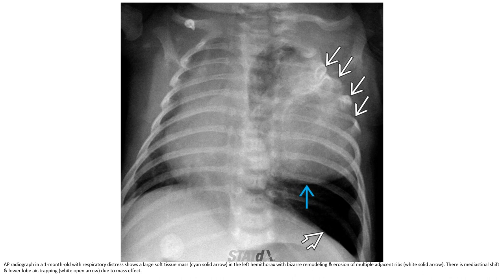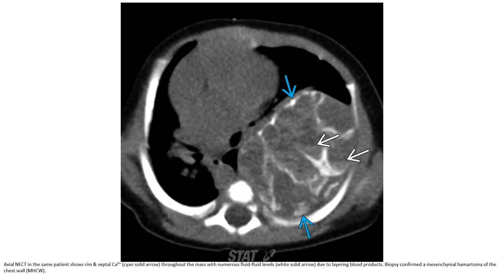This is a 1-month-old with respiratory distress. Chest X-ray shows a large soft tissue mass in the left hemithorax with bone remodeling and erosion of multiple adjacent ribs, mild mediastinal shift, and low lung volume due to mass effect. CT of the same case shows rib and septal calcification throughout the mass with numerous fluid levels due to layering blood products. Biopsy confirmed mesenchymal hamartoma of the chest wall.